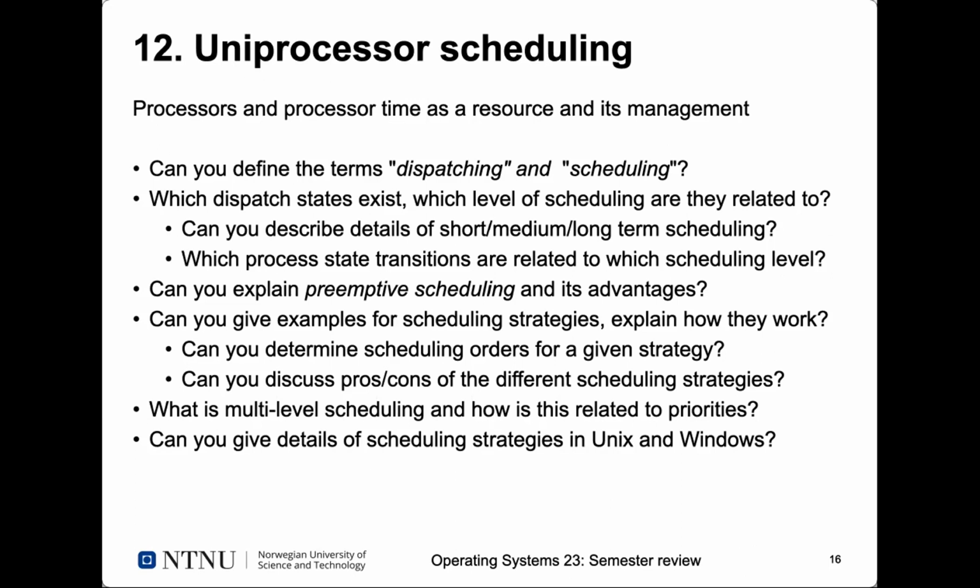You should be able to define what preemptive scheduling is. Compare it to cooperative scheduling. You should be able to define the advantages of preemptive scheduling and also the mechanisms required to implement preemptive scheduling. And then you should be able to give examples for scheduling strategies, different ones, explain how they work. You should be able to determine scheduling orders for a given strategy and also discuss pros and cons of the different strategies and evaluate them. We also talked about multi-level scheduling, how this is related to priorities. And, sorry, we talked about scheduling strategies in Unix and Windows.